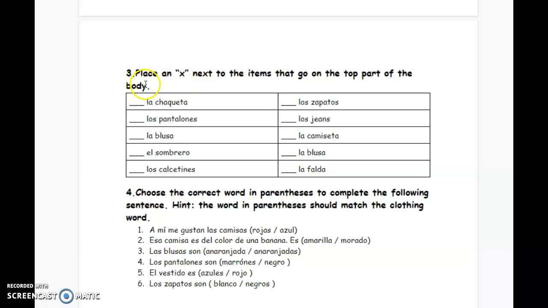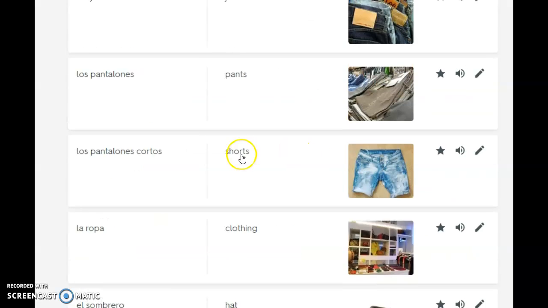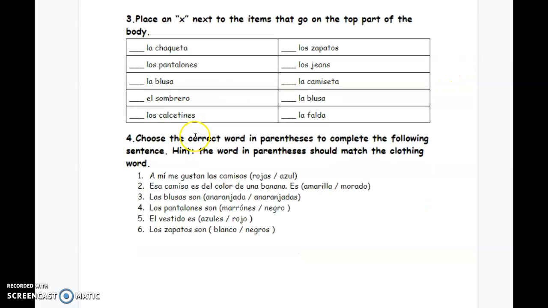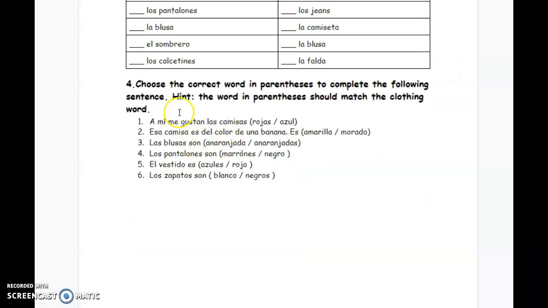Okay, so we keep going, right? To the third section, place an X next to the items that go on the top part of the body. That's very straightforward. So all you need to do here is know what the words mean. I think that all of the words in here have been looked at above, so you can use those pictures. Or again, you can go to the vocabulary Quizlet or use the vocabulary that you should have written down somewhere. The last section is the hardest section.